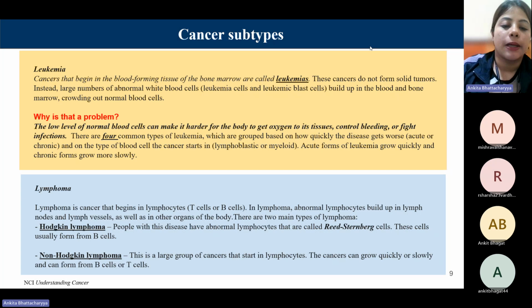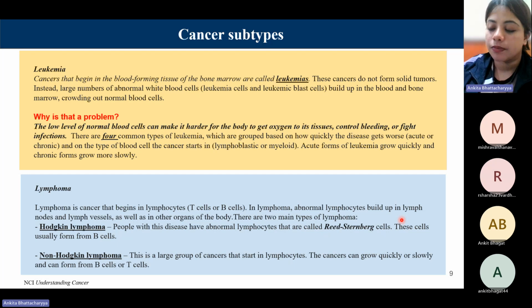In Hodgkin's, people with this disease have abnormal lymphocytes, which are called Reed-Sternberg cells. That's just the diagnostic criteria for confirming that a patient has Hodgkin's lymphoma. And these cells usually form from B cells. Non-Hodgkin's is a large group of cancers that start in the lymphocytes and can form either from B or T cells. So again, I gave you a lot of information.